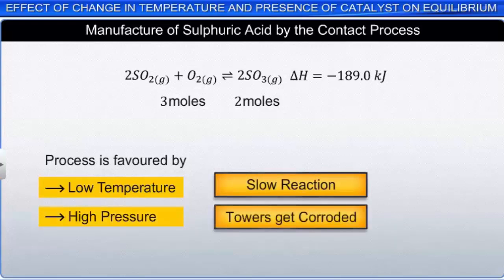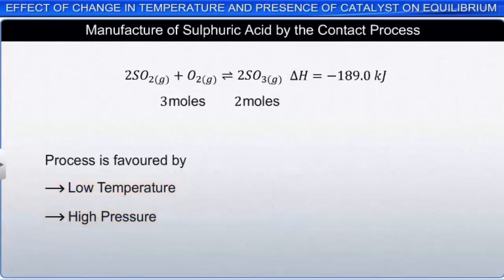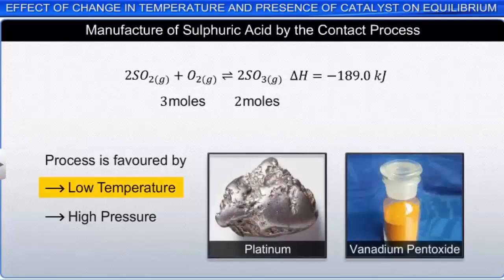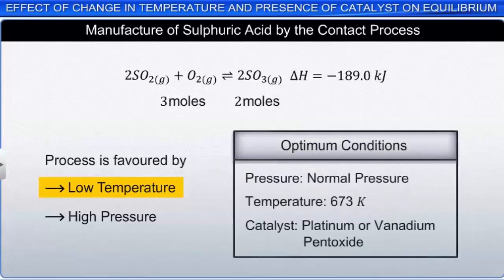Hence, to maintain optimum conditions and increase the rate of the reaction, a catalyst such as platinum or vanadium pentoxide is used. The optimum conditions used for the industrial synthesis of sulfur trioxide are normal pressure, a temperature of 673 Kelvin, and a catalyst such as platinum or vanadium pentoxide.